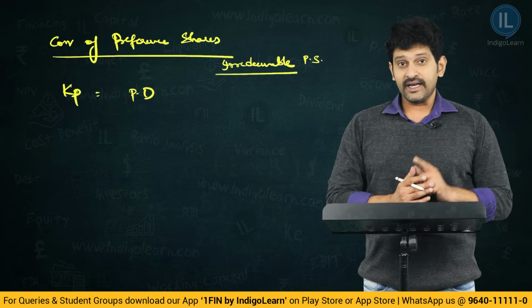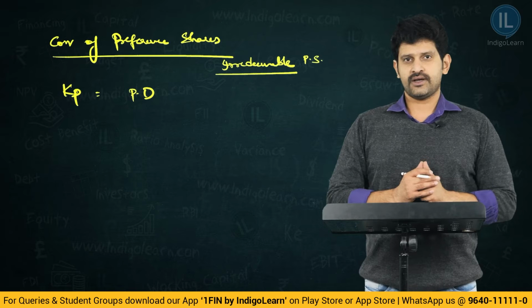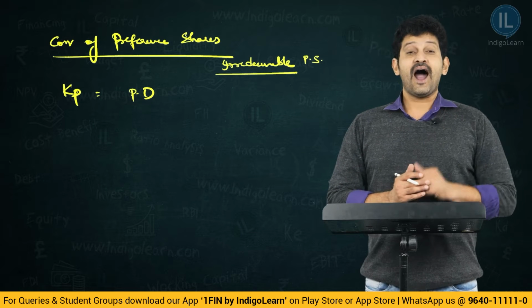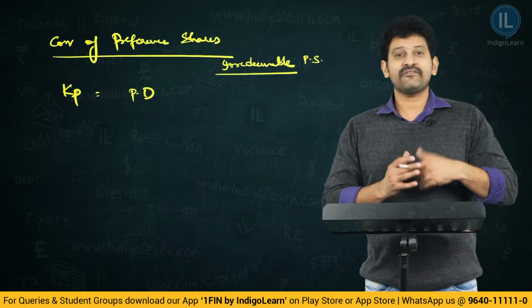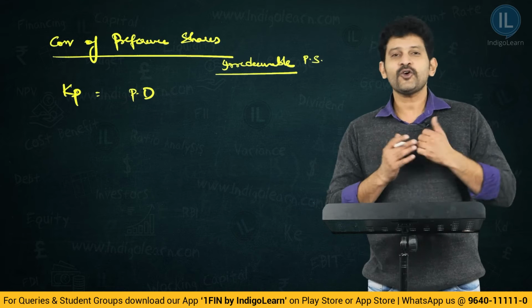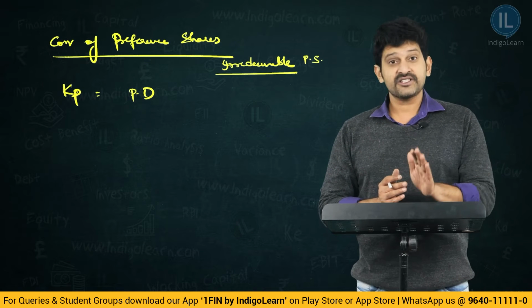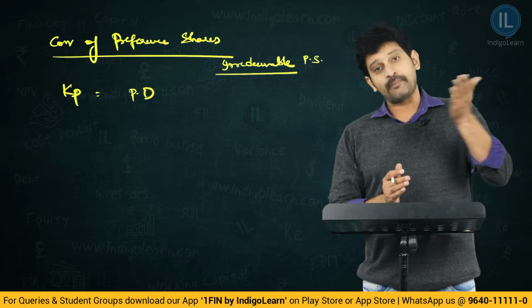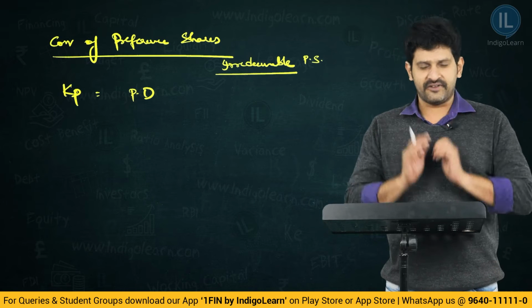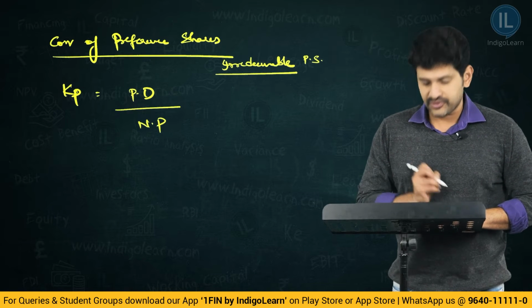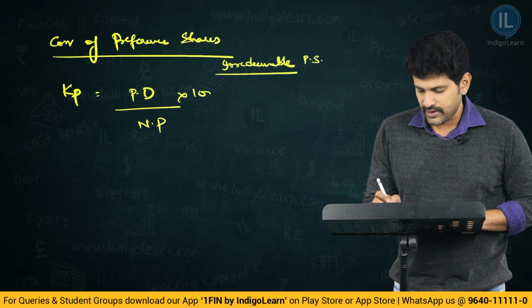Now, there interest we said into 1 minus tax, but is preference dividend tax deductible? No. After paying tax only, we have something called profits, out of which we will pay for preference shareholders. Therefore, preference dividend is not tax deductible, friends. Preference dividend is paid only after paying tax. Therefore, it is simply preference dividend divided by net proceeds into 100.